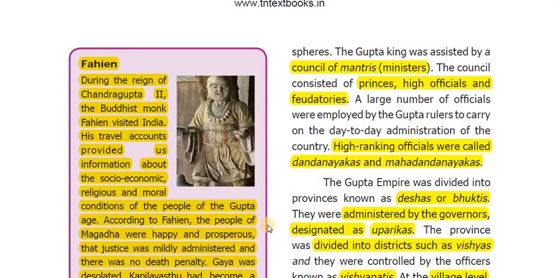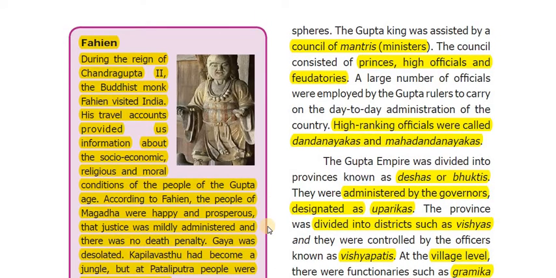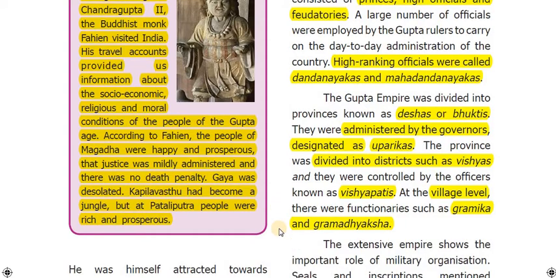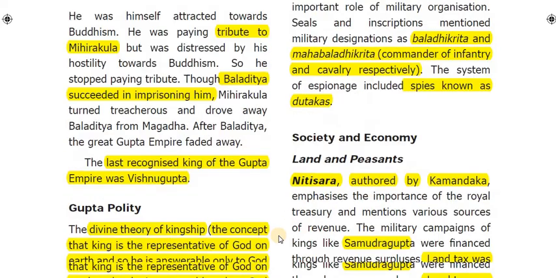Fahian. During the reign of Chandragupta II, the Buddhist monk Fahian visited India. His travel accounts provide us information about the socio-economic, religious and moral conditions of the people of the Gupta age. According to Fahian, the people of Magadha were happy and prosperous. Justice was mildly administered and there was no death penalty. Gaya was desolated. Kapilavastu had become a jungle, but at Patliputra people were rich and prosperous.